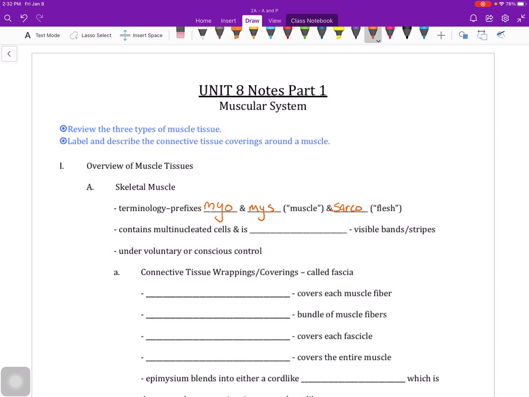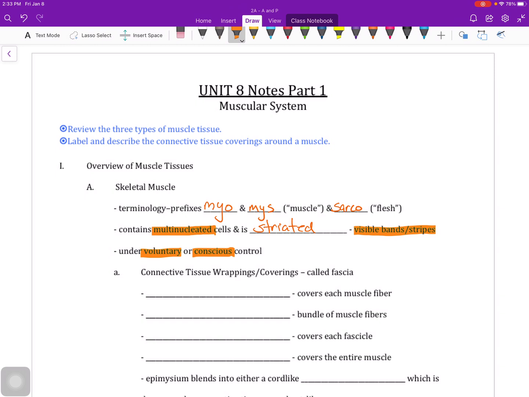Skeletal muscle is multinucleated and it is striated. Now these are both terms that we used when we were in tissues and we did that brief overview of the different types of muscular tissue. Striated meaning that we have visible bands or stripes, and these cells are multinucleated. Most also important is they are under voluntary or conscious control. So when you're writing and moving your arms around, you are using skeletal muscle tissue.